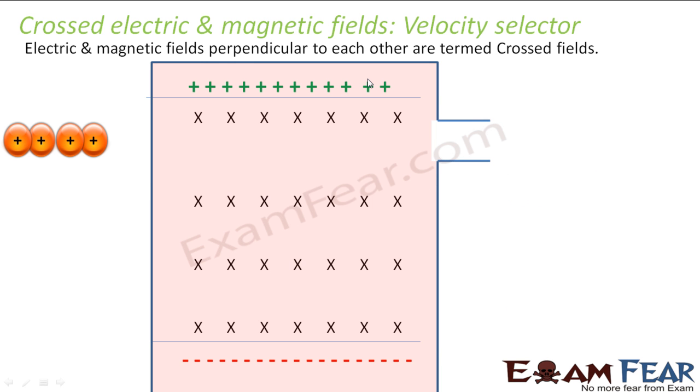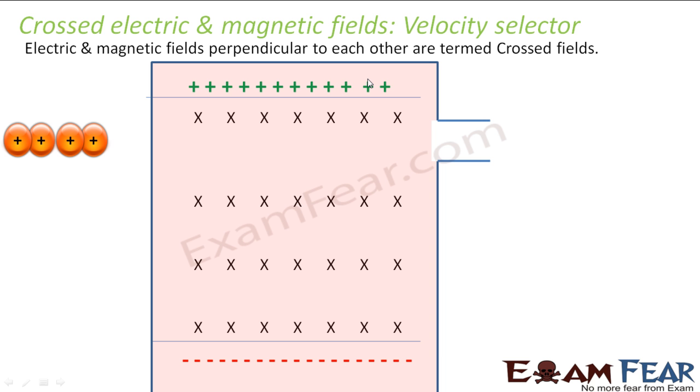So what is a velocity selector? A velocity selector is an arrangement which will help us to identify single velocity particles. That means it will identify all the particles which are moving with a particular velocity. Now you must be wondering, how is this velocity selector related to what we studied in the last slide? That is what I'll tell you now.